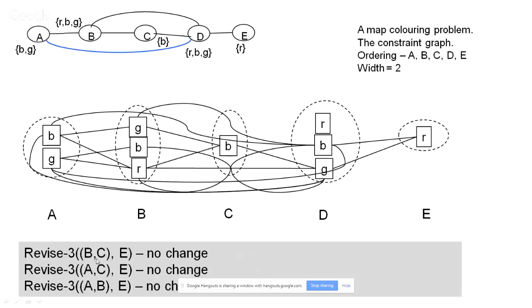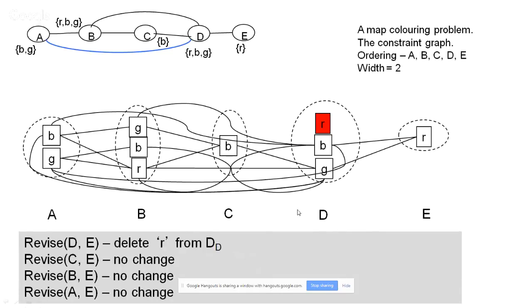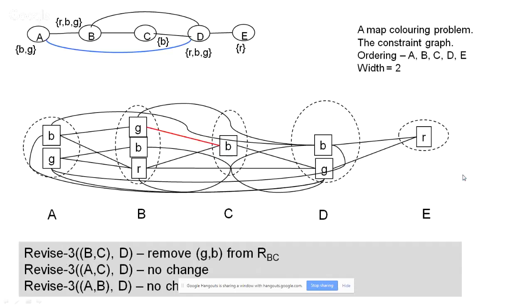Okay, so let's also first finish the revise 3 part. So we do BC with respect to E, no change. AC with respect to E, no change. AB with respect to E, no change. So we are done with all the pairs of variables, all pairs of the four variables A, B, C, D with respect to E. And then we do the revise with respect to E. So when we revise D with respect to E, this value R goes off from this. And when we revise C, B, and A respectively, nothing goes. So we are left with only one less value in this, and this is how it looks.